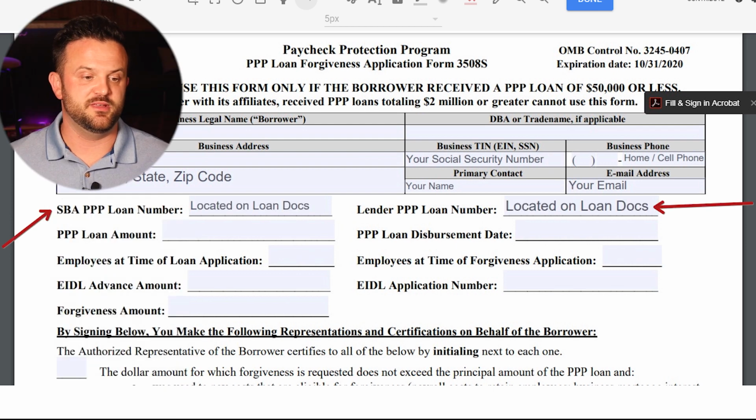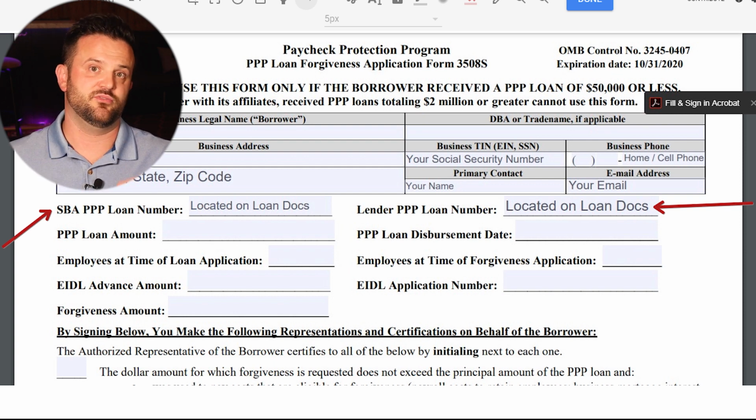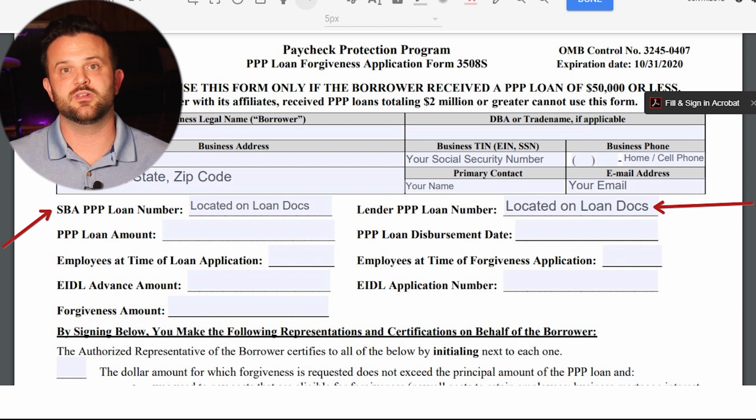Right here for SBA PPP loan number and the lender PPP loan number, this is information that was on the original application, the one you put in for getting your loan. Probably it was sent to you electronically in some sort of DocuSign or signable PDF. So go ahead and find those loan documents, and that's where you can get those numbers. And if you still have trouble finding them, you can just reach out to your lender and request them.